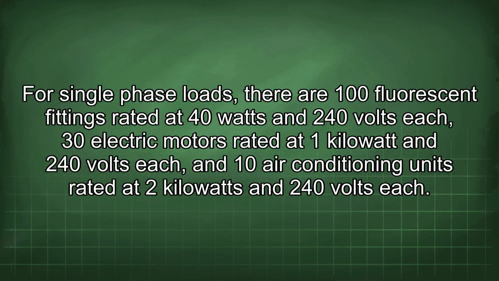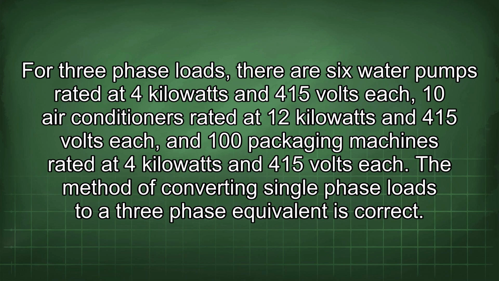The single-phase loads: there are 100 fluorescent fittings rated at 40 watts and 240 volts each, 30 electric motors rated at 1 kilowatt and 240 volts each, and 10 air conditioning units rated at 2 kilowatts and 240 volts each. For three-phase loads, there are 6 water pumps rated at 4 kilowatts and 415 volts each, 10 air conditioners rated at 12 kilowatts and 415 volts each, and 100 packaging machines rated at 4 kilowatts and 415 volts each.